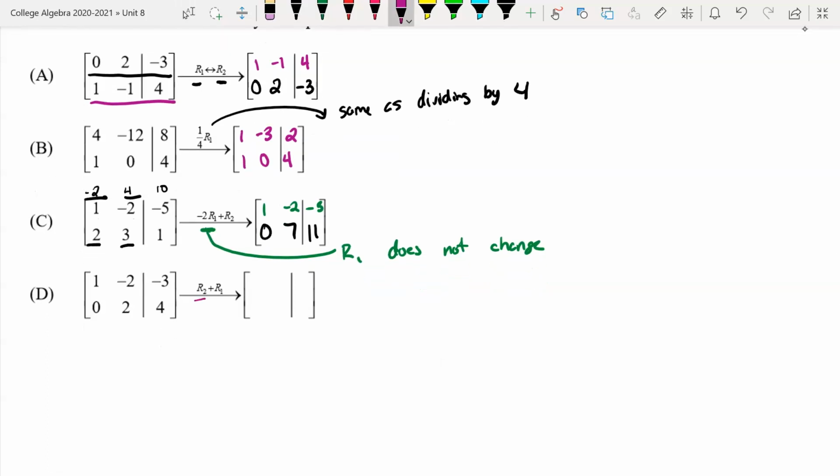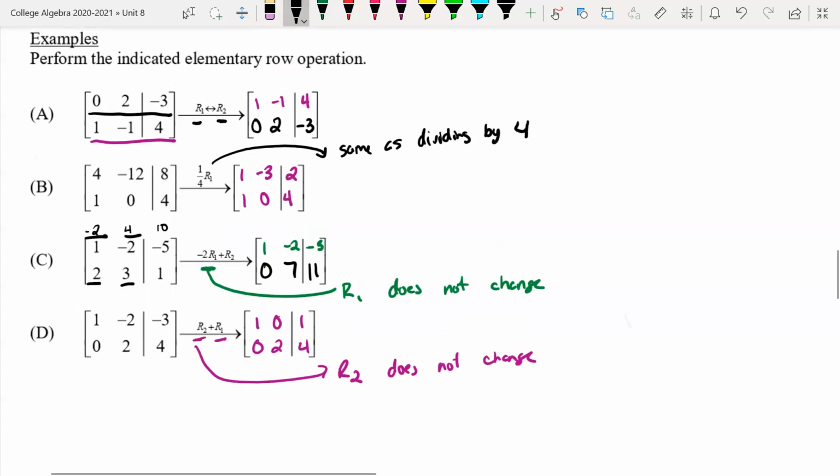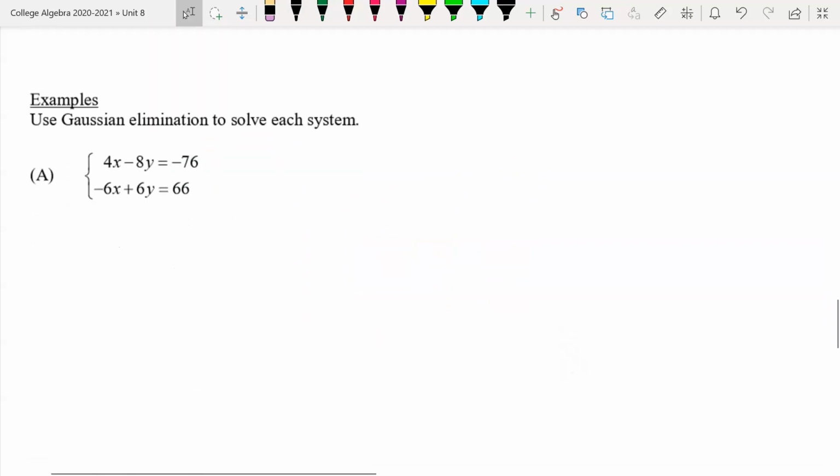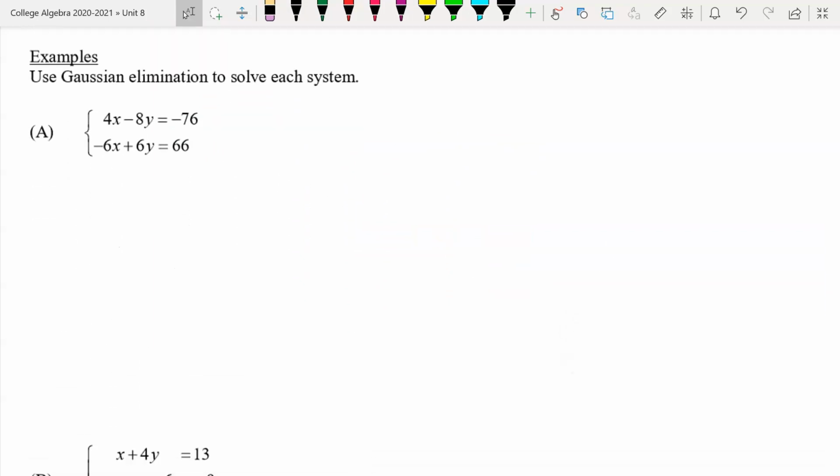This one I'm taking row 2 plus row 1, so row 2 is not going to change. All right, so now I'm going to add it to row 1. So when I do that, I get 1, 0, and 1. And that's what you want. So that's some elementary row operations. So I'm going to give you an example of how we use that to help us solve a problem.